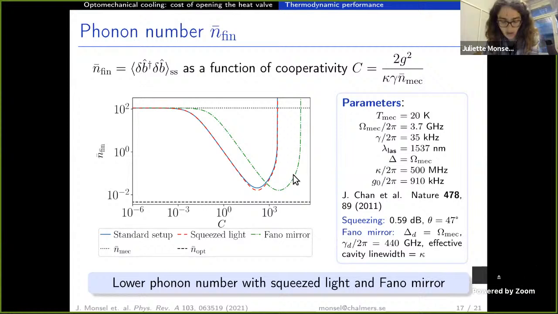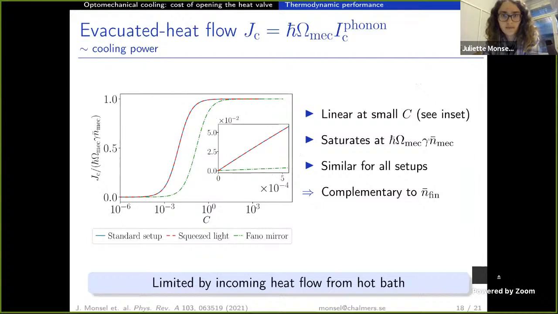But what about the evacuated heat flow now? What you can see in this figure is that the evacuated heat flow is basically really similar for all three setups. It has a linear behavior for small cooperativities that you can see in the inset here, and then it saturates. And the saturation value is actually the same for all three setups, because it comes from the limited incoming heat flow from the hot bath, and the hot bath is the same for all three setups. And it gives us a complementary picture on the cooling, because as you can see now, we have a saturation at high cooperativity and not a divergence like for the phonon number.